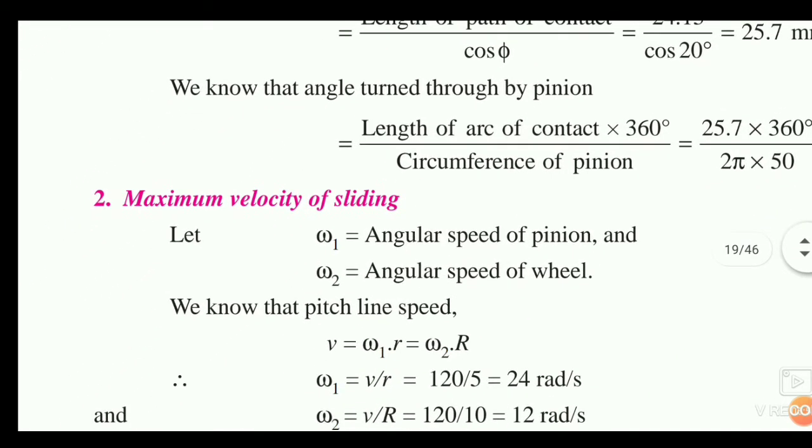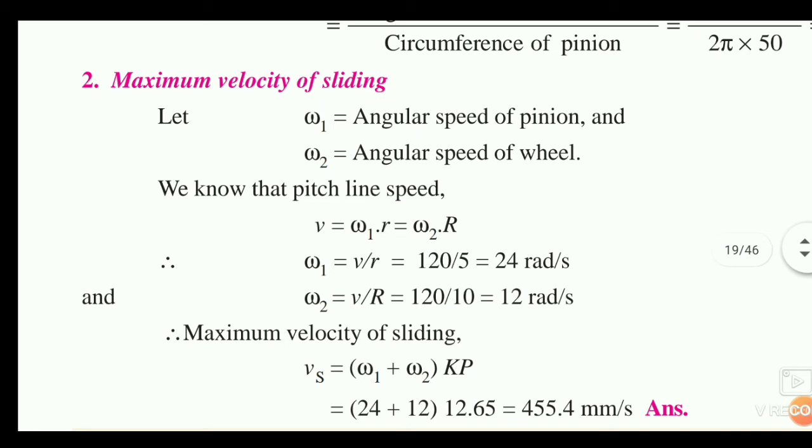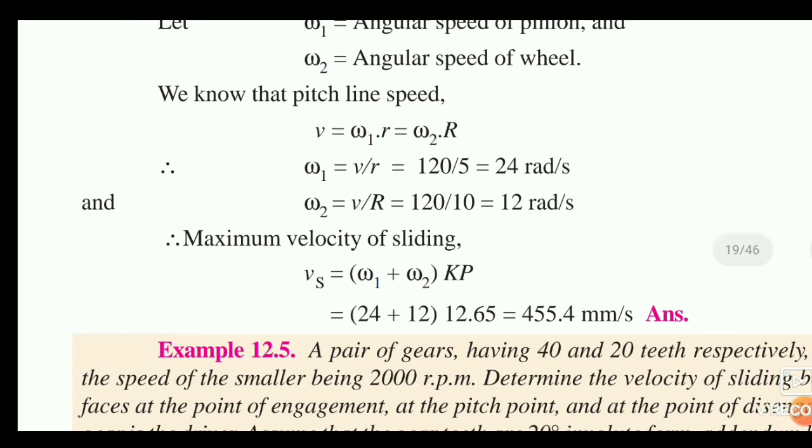Now for maximum velocity of sliding, this is the formula. Omega 1 will be the speed of pinion and omega 2 will be the speed of wheel. You know the formula, V is equal to omega into R. Similarly, we will substitute that. If you want to find omega 1, V by small r. Similarly, if you want to find omega 2, V by capital R.